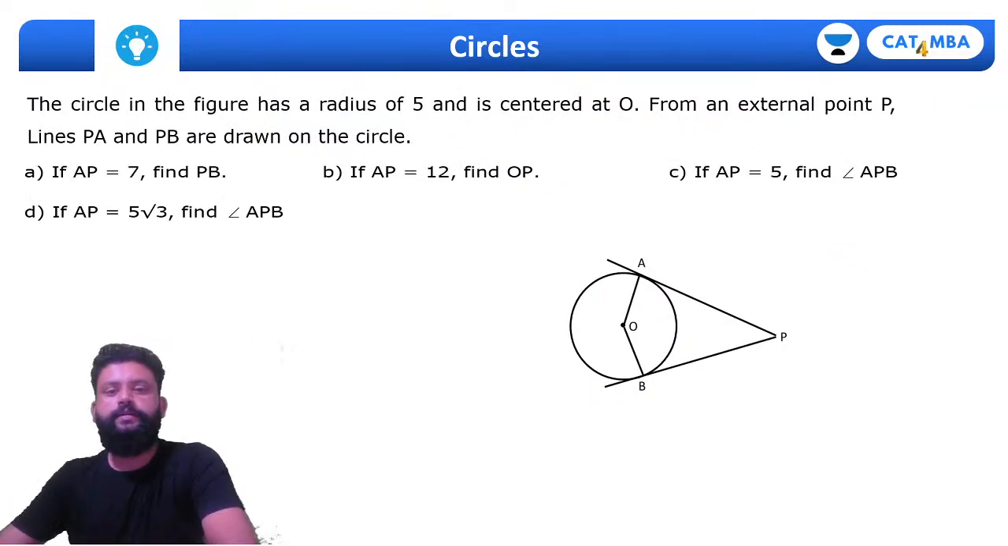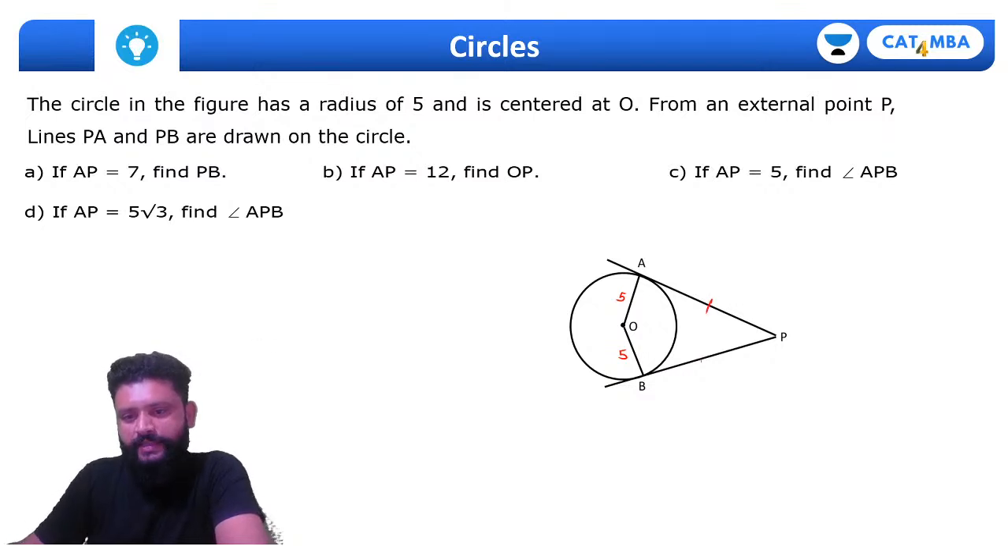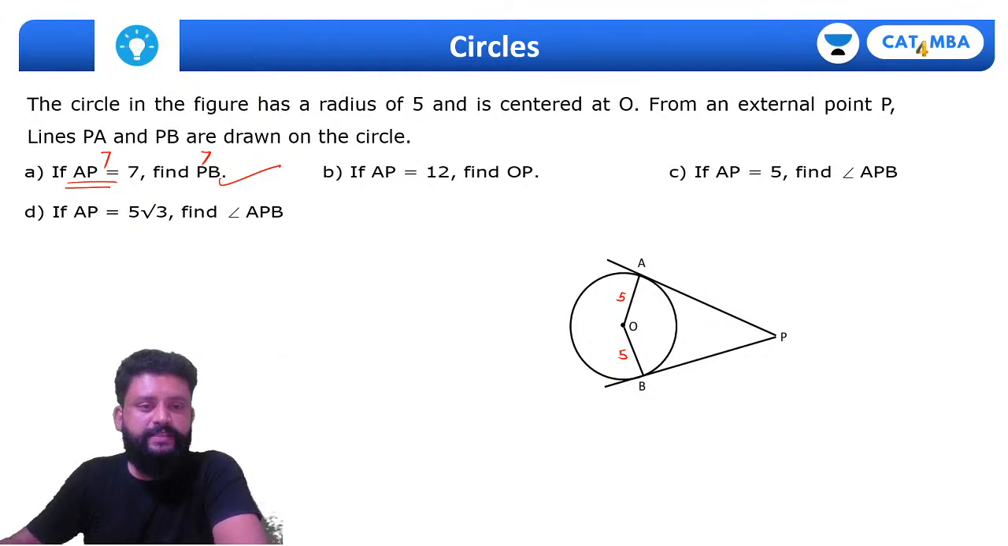Okay, so next thing, again an important question type, not that tough, right? So the radius of the circle is 5, so these two lengths will be 5. AP and PB definitely ये दोनों लेंथ भी सेम होंगे. If AP is 7, PB has to be 7. That's the simple property. Okay, एकदम basic question है, so I'll go bit fast here.